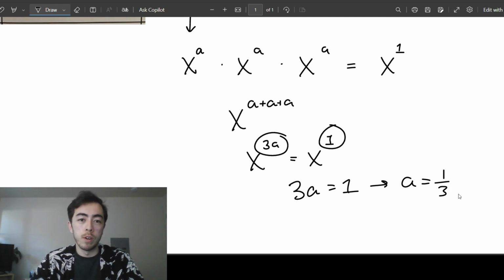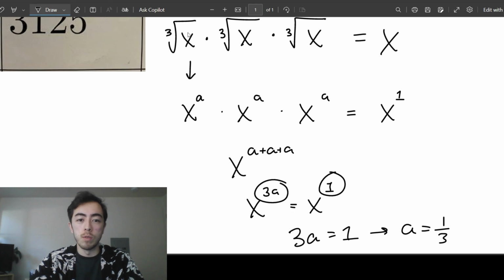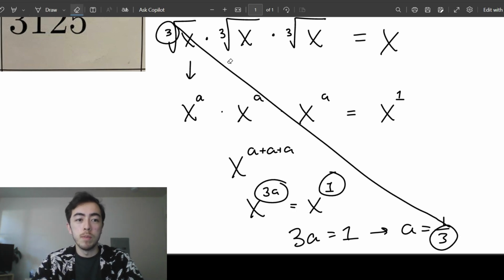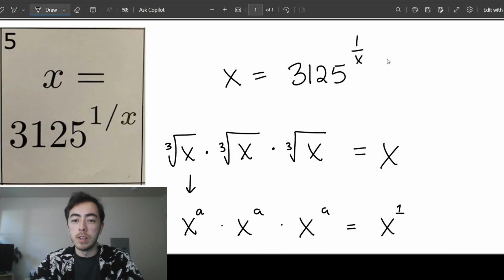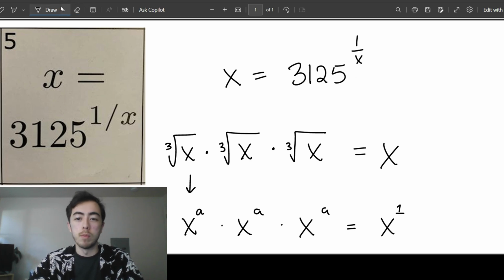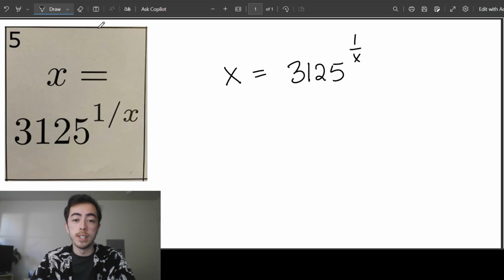And we can do this for any radical here. Essentially, this 3 is the same 3 right here. So in sum, if we have this number to the power of 1 over x, it's like we're taking the xth root of this number. Or in other words, we're trying to find some mystery number where we multiply it some amount of times, x number of times, to get 3,125.